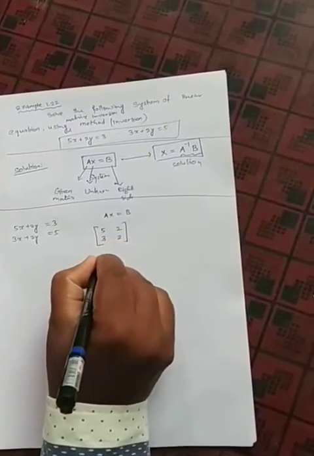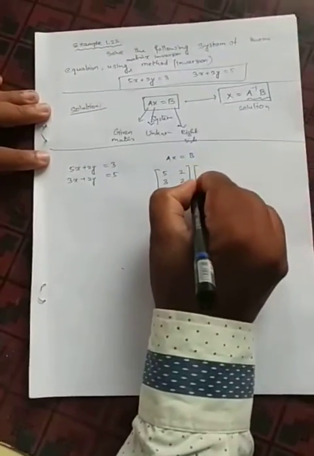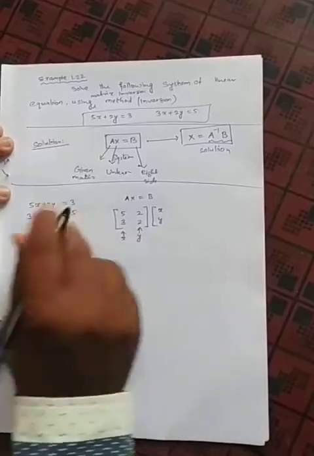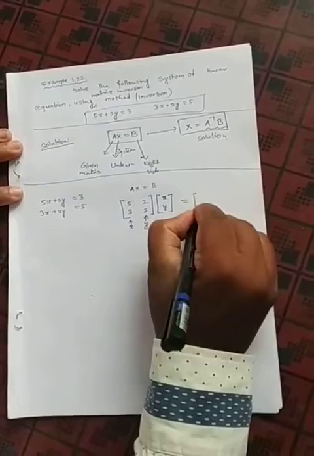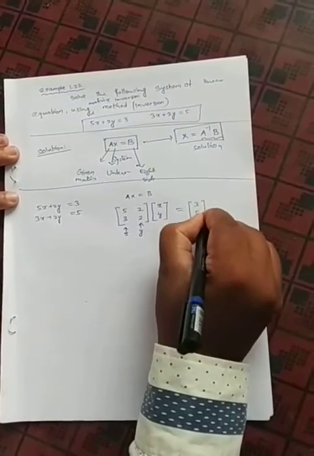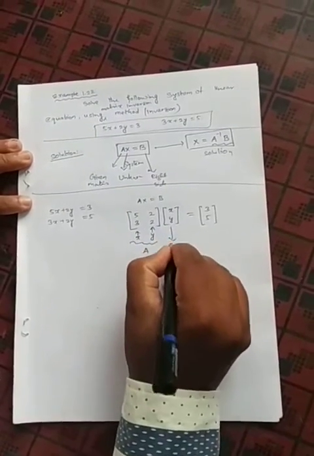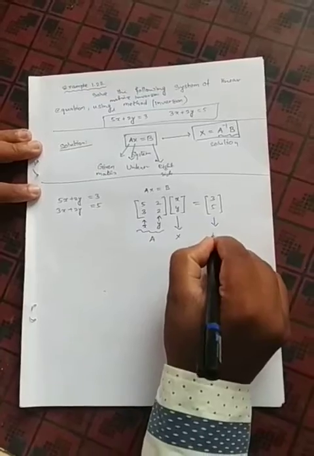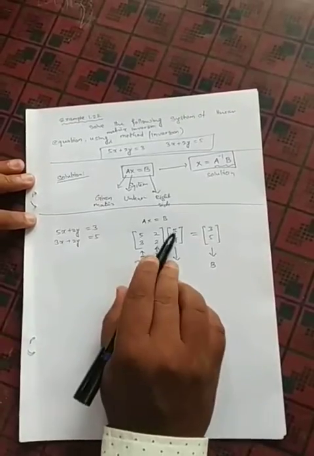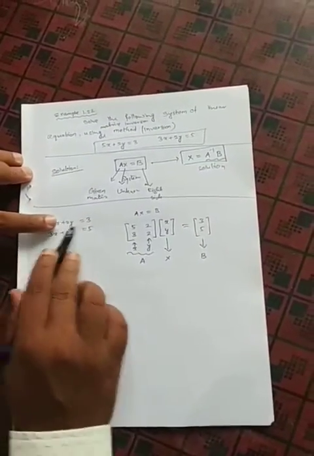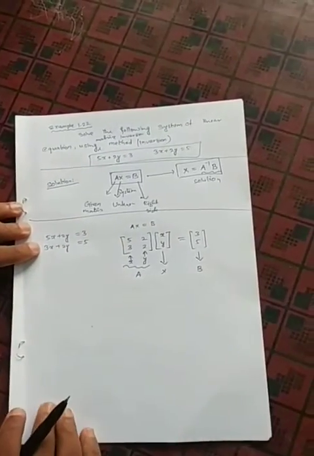This is the x coefficients, this is the y coefficients. Adjacent to it you write x and y, the two variables. Now the right side, 3 and 5, you write as 3, 5. So this matrix is A, this is our x, this is our B. Is that clear? Multiply the matrices: 5 into x is 5x, 2 into y is 2y, 5x plus 2y equals 3. We have converted the same system of equations into matrix form.